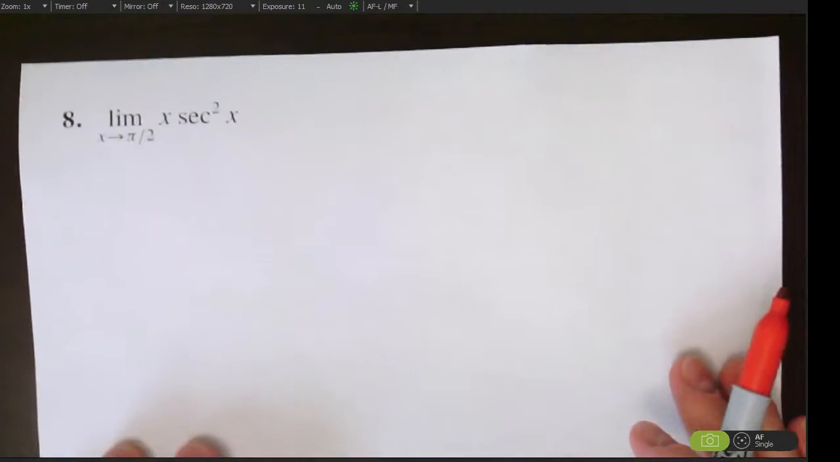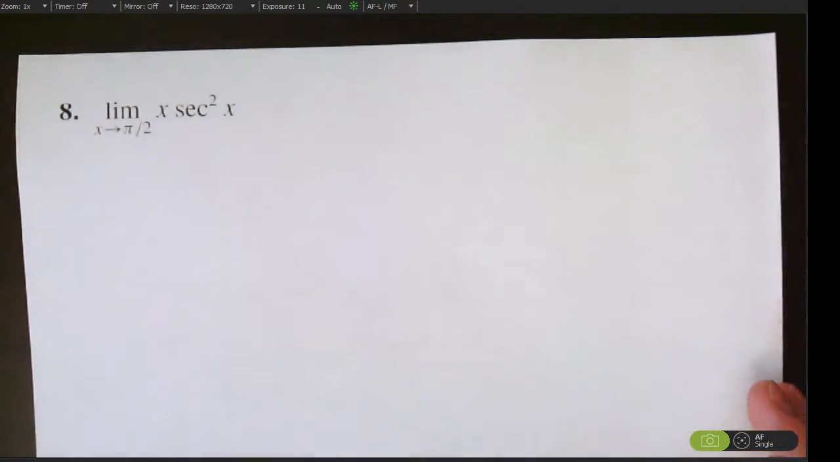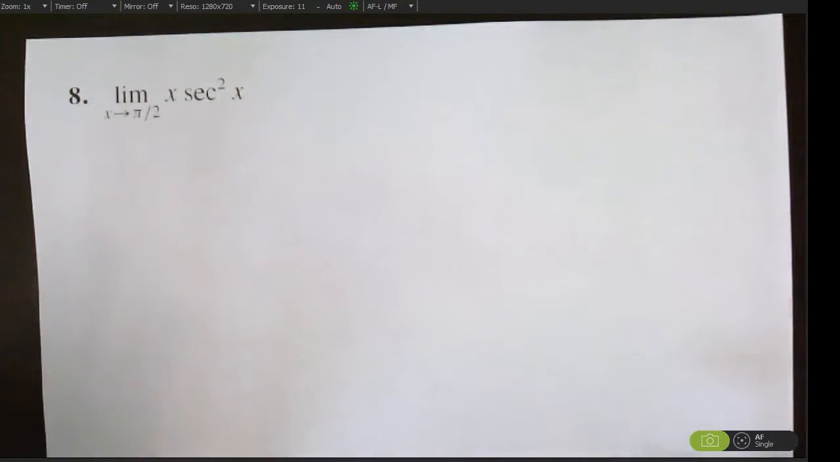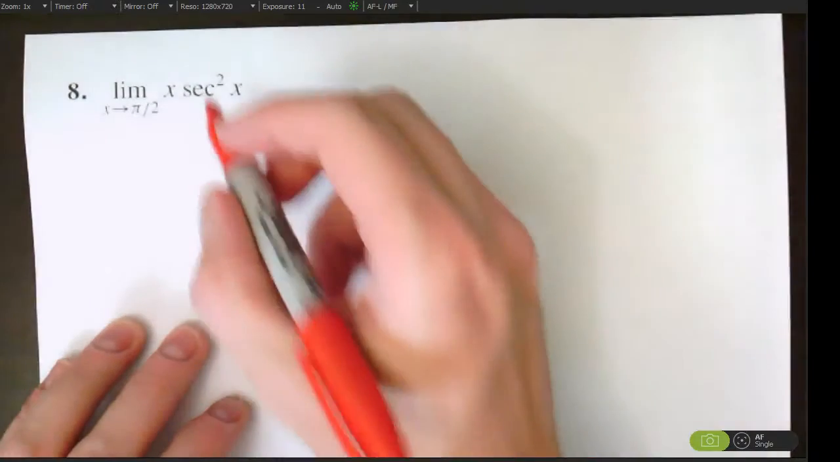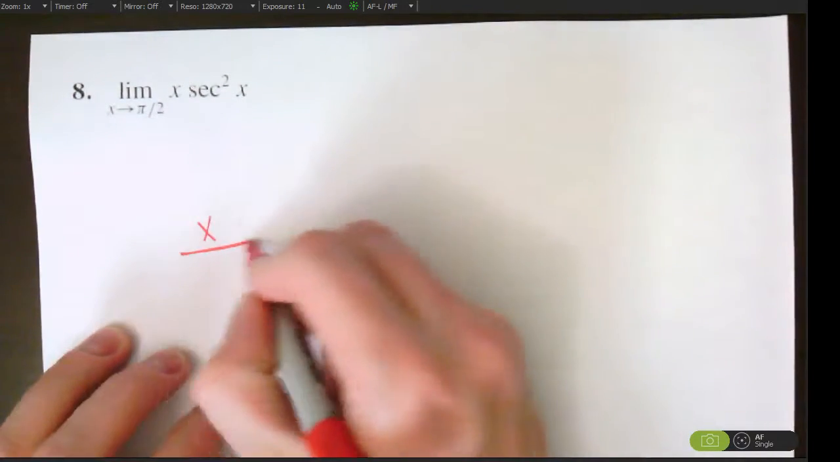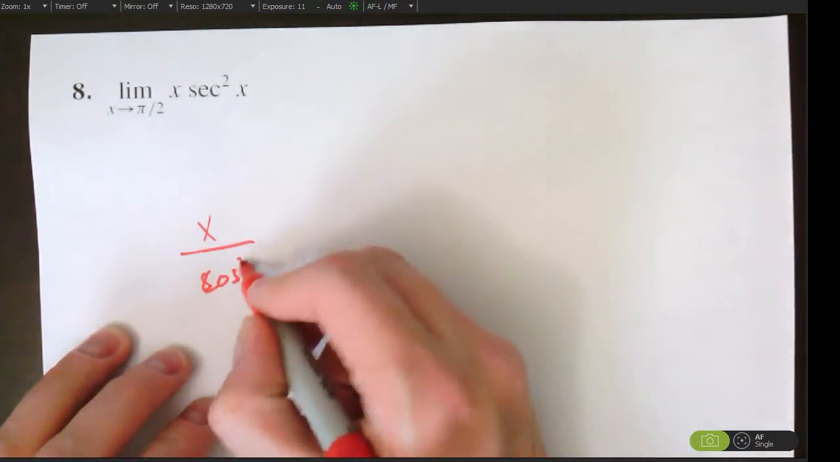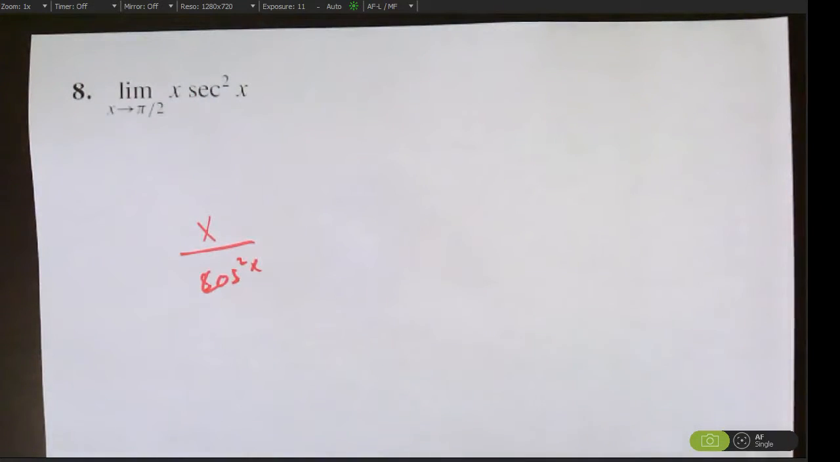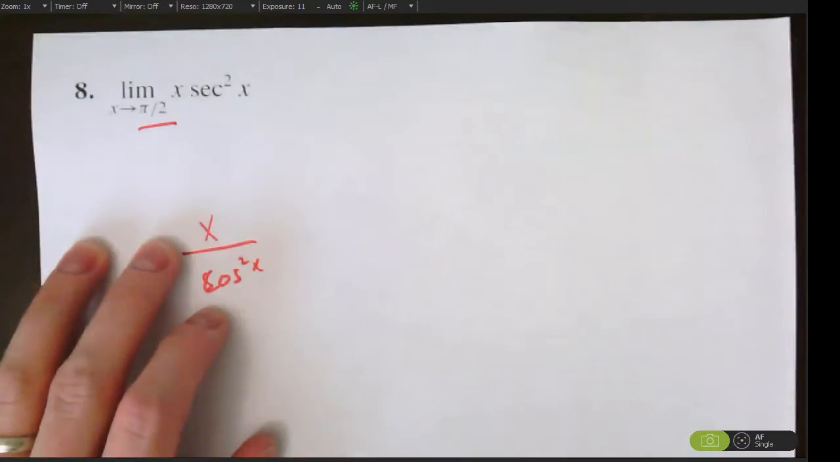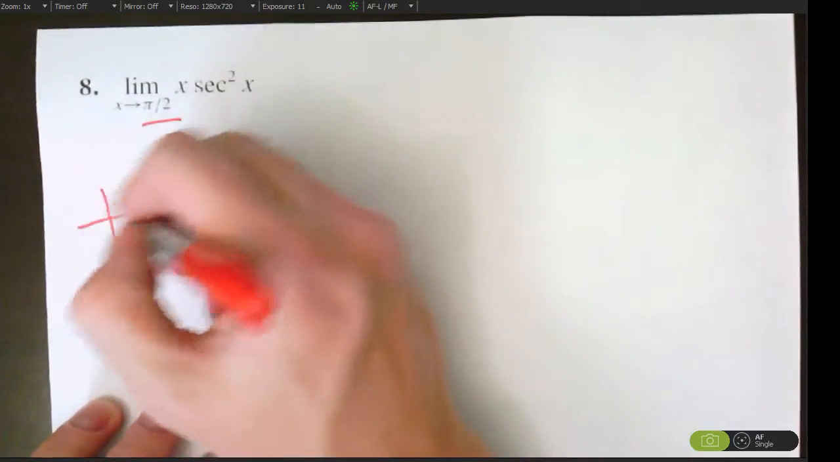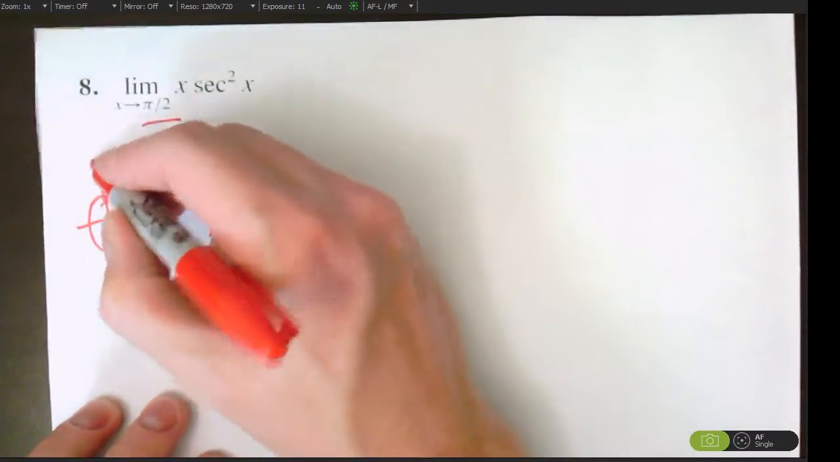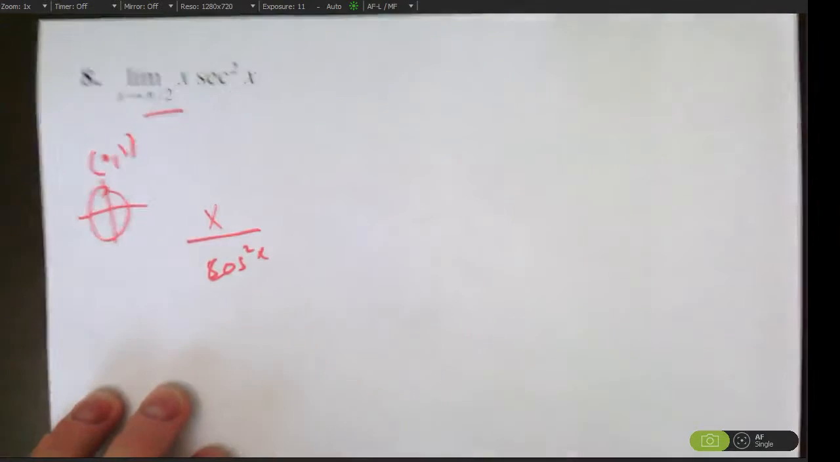Number 8. Okay. X times secant squared x. First of all, for any of these, secant we don't work too well with unless you're really, really good doing your trig functions in your head. It's probably going to have to be x over cosine squared x. Have to think of it that way. And that ought to be a tip right there that we're going to run into problems because, pi over 2. Go to my unit circle. What's the cosine of pi over 2? It is 0.